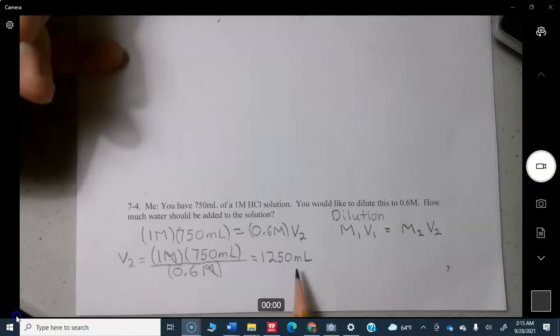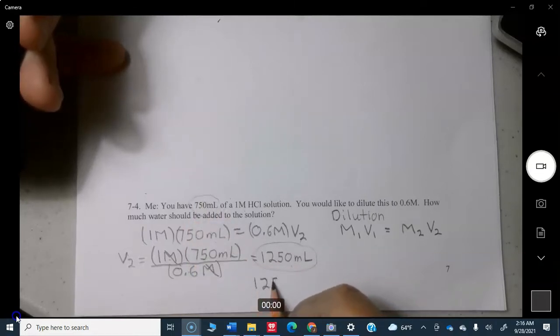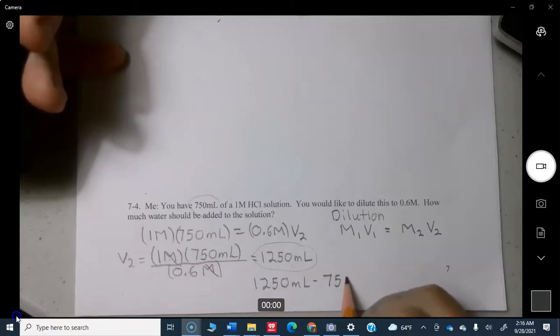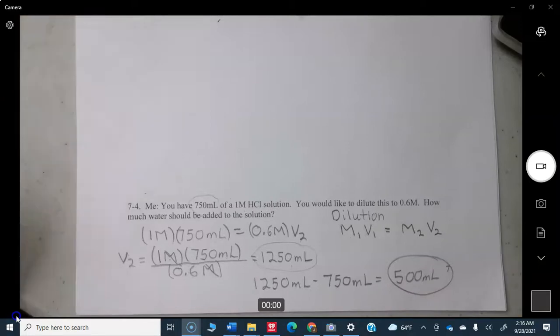Okay, so that's what your volume has to end up with, but that's not the question. It's how much water should be added. So this is what you want to end up with, and this is what you started with. So your answer is going to be the difference between those two. Be careful when you read a problem, you're sure what it's asking for. And that's going to equal 500 milliliters of water. That's your answer. That's what you have to add to dilute that solution to go from being 1 molar, which is more concentrated, to a less concentrated value of 0.6 molar.